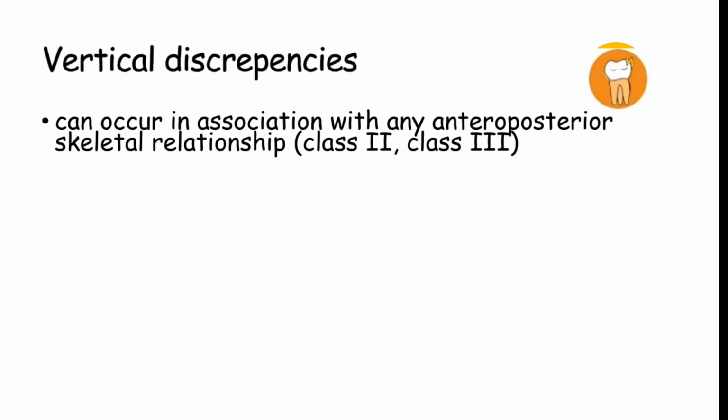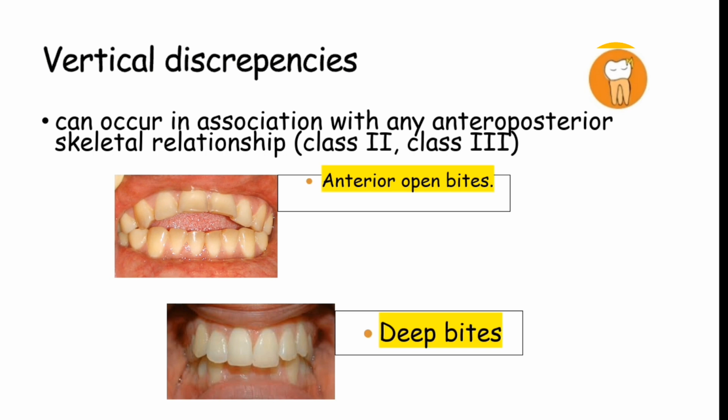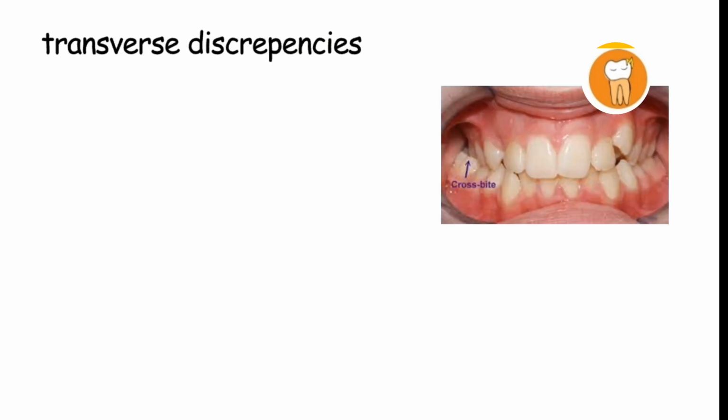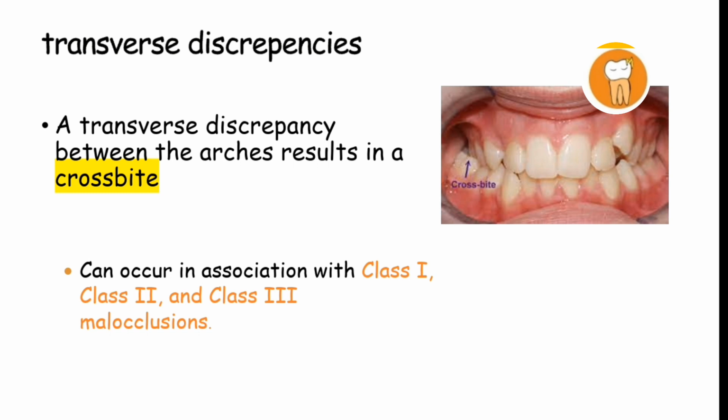Now we'll talk about vertical discrepancy. The features we can see in vertical discrepancy are, number 1, anterior open bite, and the other one is deep bite. Vertical discrepancy can occur in association with any anterior-posterior skeletal relationship like class 1, class 2, and class 3. Transverse discrepancy is the same, and can also occur in class 1, class 2, and class 3 malocclusions. Transverse discrepancy is between the arches, and it results in crossbite. Look at the purple arrow showing the posterior crossbite.